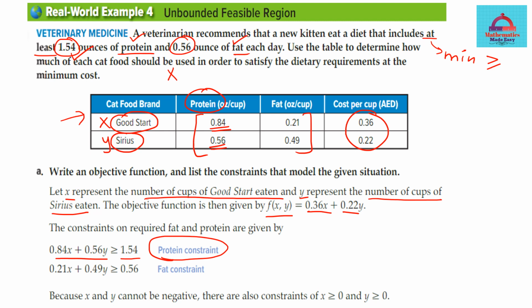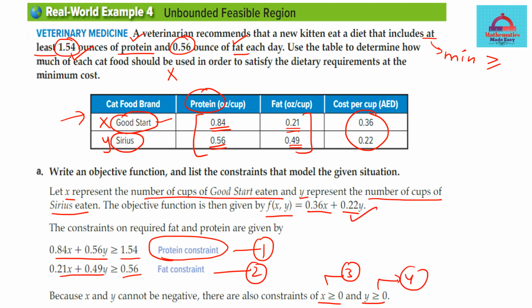Similarly, there is a condition on fat, 0.56. So total fat would be 0.21 times x because x is Good Start, and 0.49 times y because that's Cyrus, and this has to be greater than or equal to 0.56 because that's the minimum amount of fat the cat should be taking. So we have got two conditions, one, two. Obviously, the quantity of the cat food brand, whether it is Good Start or Cyrus, will be positive, it cannot be negative. So these two conditions also come up, third and fourth. So using these four conditions, now let's use the objective function and do the graph.